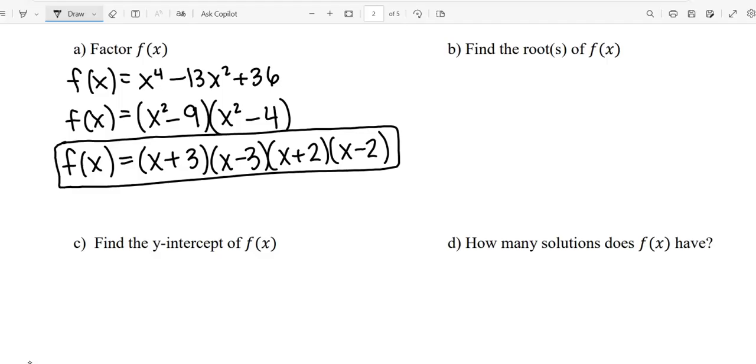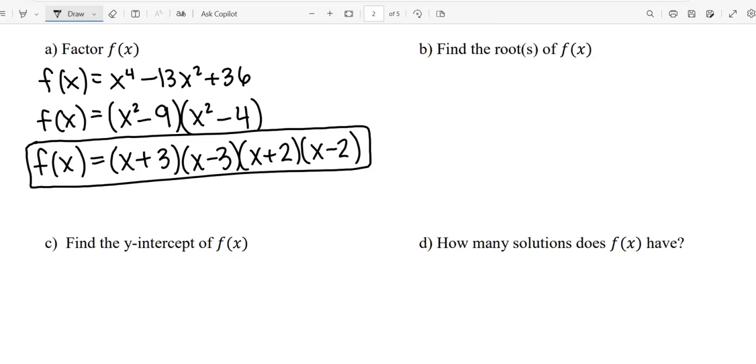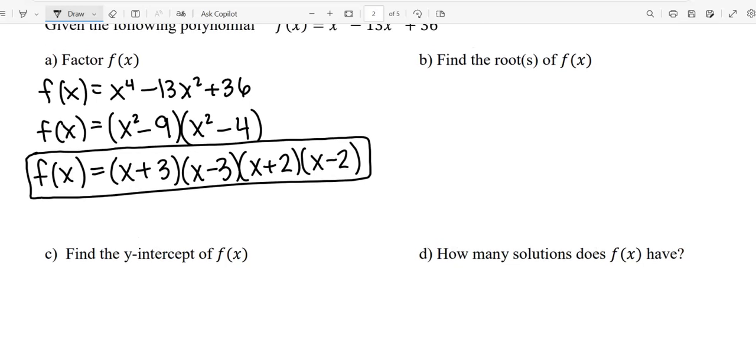Hey, what's factoring useful for? X-intercepts, which is what we're finding in part B. If it says find the roots, that's the same thing. So this is when y equals 0. And it's nicer if we use factored form, because when we set it equal to 0, what can we use to find the solutions? What's that property?